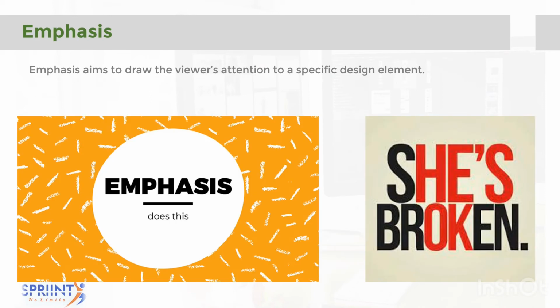So what's the aim of emphasis? Emphasis aims to draw the viewer's attention to a specific design element. As you can have a whole thing written that when you need them to understand, you can either put it in parentheses or make it bold, put it in italics. These are what you need them to draw their attention to. Just like, okay, the second example, you see she's broken, and then the focus in actually is on he's okay. So that helps you understand things.